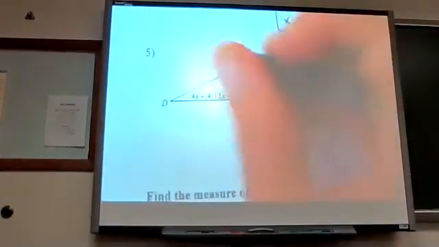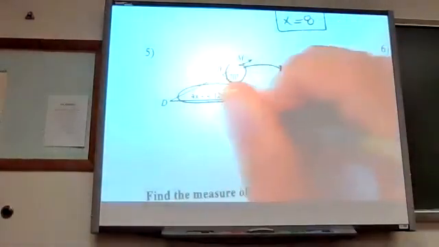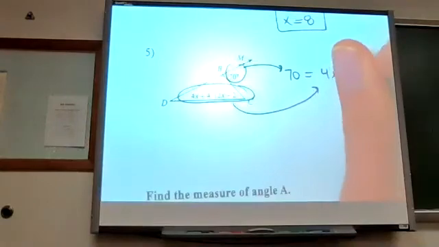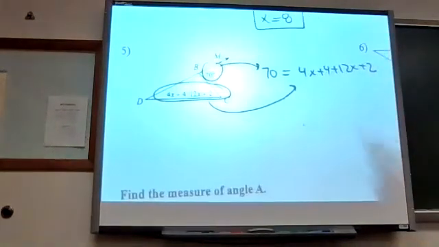5 is not quite as tricky. I still can use this. So I still could have said that this exterior angle 70 equals these remote interior angles. So 4x plus 4 plus 12x plus 2. That's going to be a faster equation to solve.